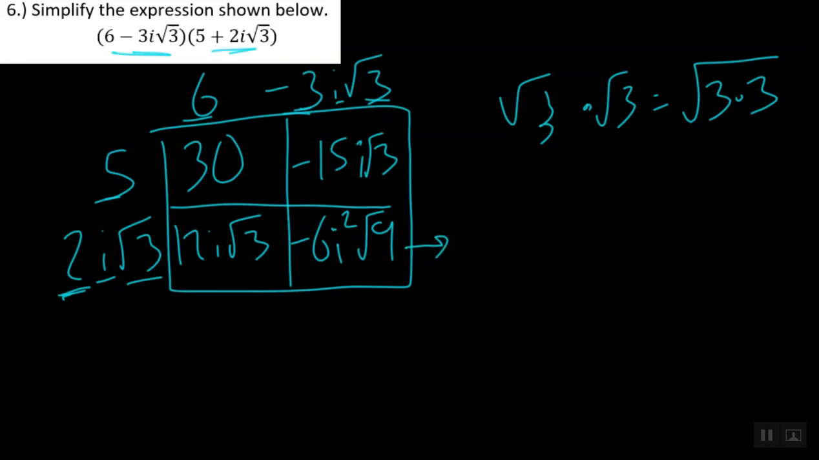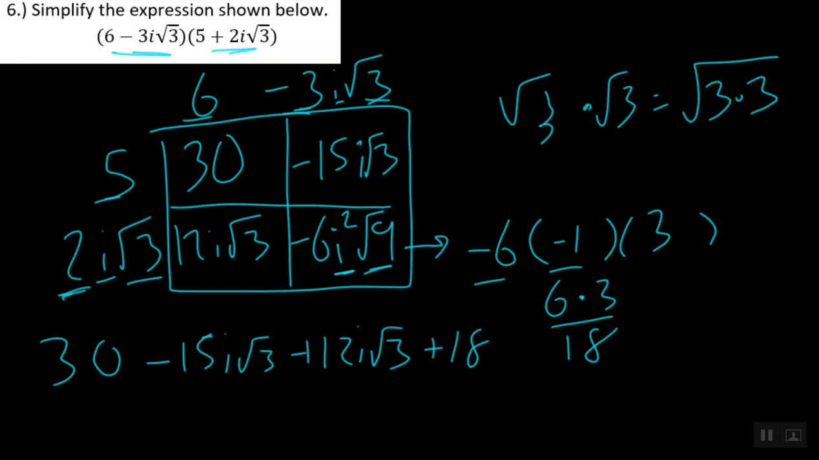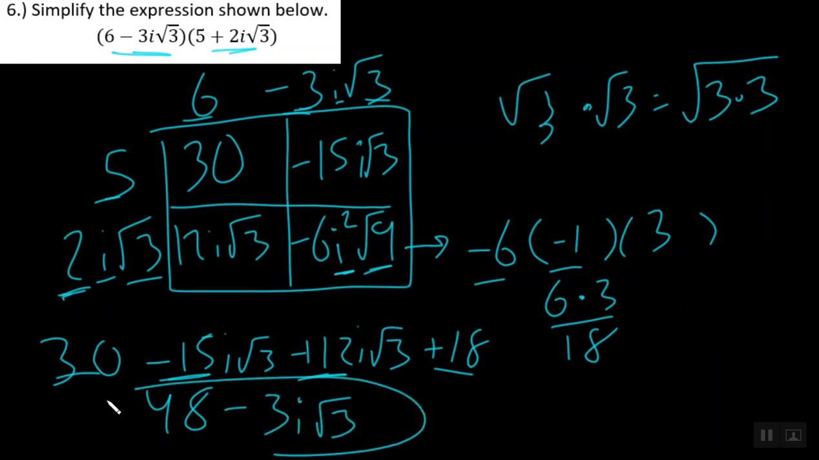Now, draw your arrow to the right, and let's write this out. Negative 6 times, what is i squared? Well, i squared is negative 1, times, what is the square root of 9? That's 3. Negative 6 times negative 1 is positive 6, times 3. 6 times 3 is 18. So at this point, let's write everything out. We have 30 minus 15i square roots of 3 plus 12i square roots of 3 plus 18. And of course, 30 plus 18 is 48, and negative 15 plus 12 is negative 3i square roots of 3. Remember, you can combine them because the square root of 3 and the square root of 3 are the same.